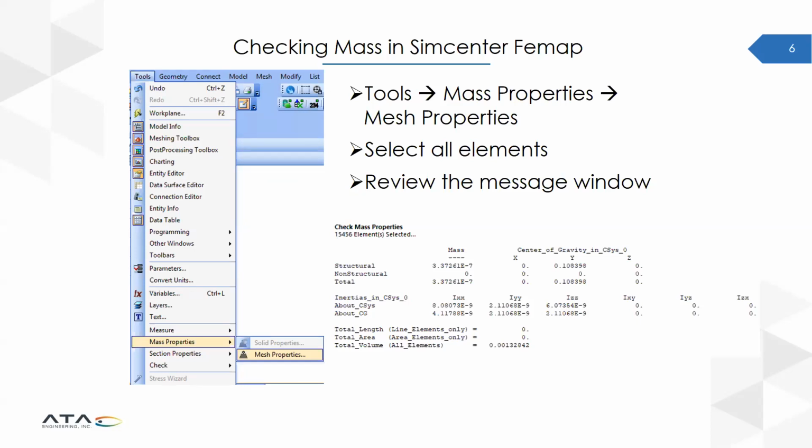it's easy to check the mass of your FEA model. Just go to Tools, Mass Properties, Mesh Properties, and select all the elements you want to measure the mass for, and then it'll print out this information to the message window for the elements you selected, and it'll give you things like the structural mass, non-structural mass, total mass, the CG, and also the inertial properties too.